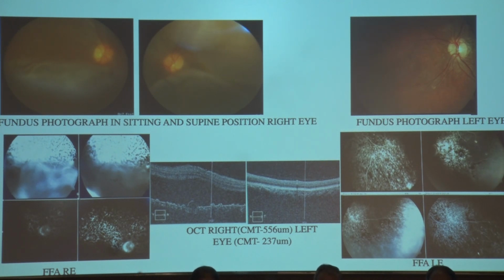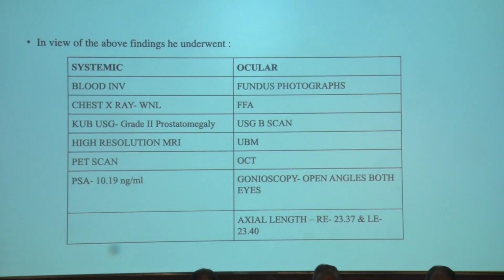We did an FFA to rule out any leakages in case of a multifocal CSCR, but we found pigmentary hypertrophy and RPE hypertrophy and a leopard spot retina in both eyes. The OCT in the right eye corresponded to the retinal detachment, and it was done obviously in the sitting position. So he underwent a battery of investigations to rule out all the possible causes.